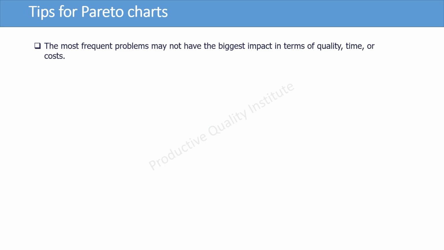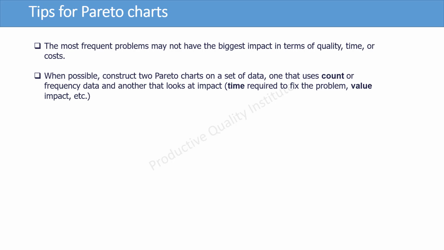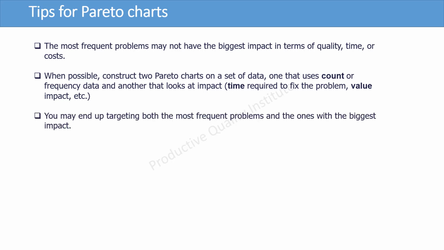The most frequent problems may not have the biggest impact in terms of quality, time, or costs. When possible, construct two Pareto charts on a set of data, one that uses count or frequency data, and another that looks at impact, time required to fix the problem, value impact, etc. You may end up targeting both the most frequent problems and the ones with the biggest impact.